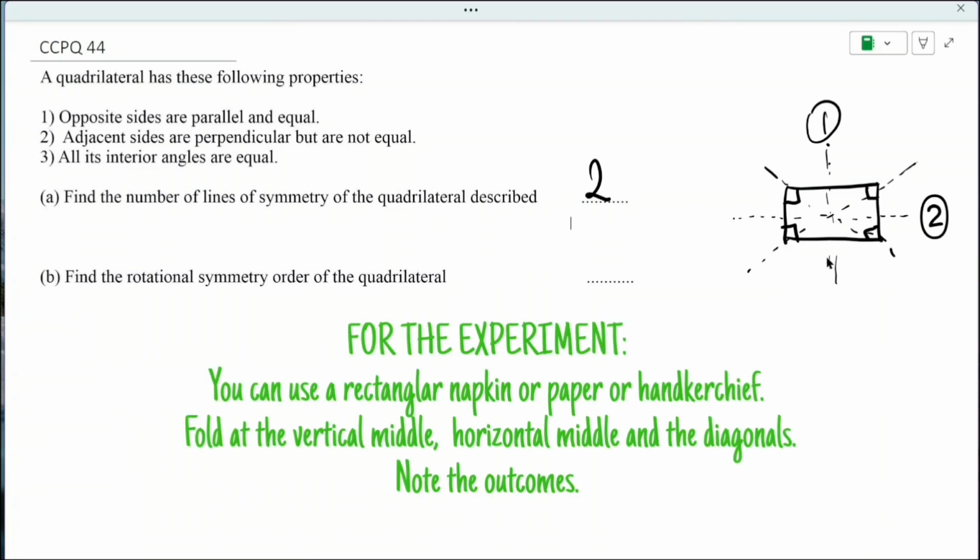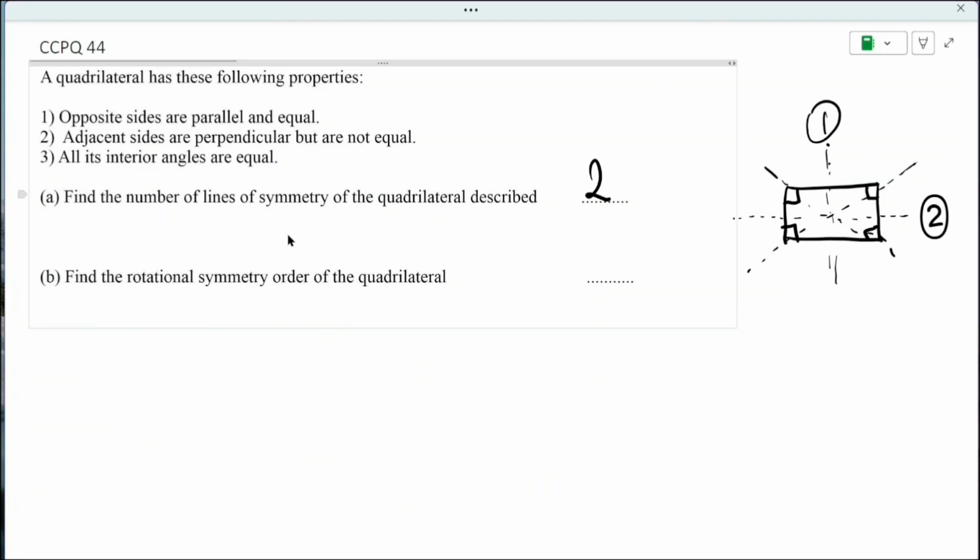You can do an experiment to truly understand this. Note that for a square you have four lines of symmetry because all the sides are equal, and when you fold by the diagonals, the first half sits perfectly on the second half. That is, you can fold by any of the diagonals, apart from folding by the vertical line of symmetry and the horizontal line of symmetry.